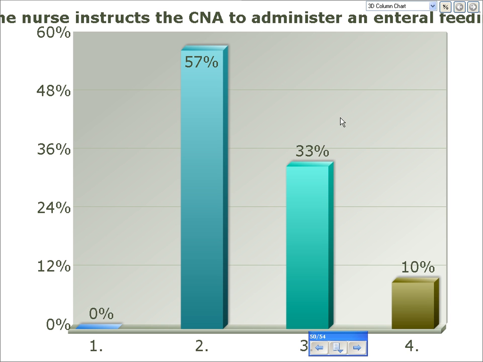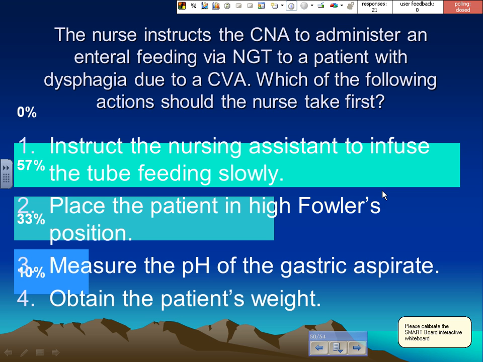Okay, nobody wanted to instruct the nursing assistant to infuse the tube feeding slowly. Thank you, God. 57% said place the patient in high Fowler's, 33% said measure the pH, and 10% said obtain the weight. So obtaining the patient's weight, not a priority at this point. It's part of the plan of care again. Place the client in high Fowler's, measure the pH of the gastric aspirate. Actually, number 3 is the correct answer.